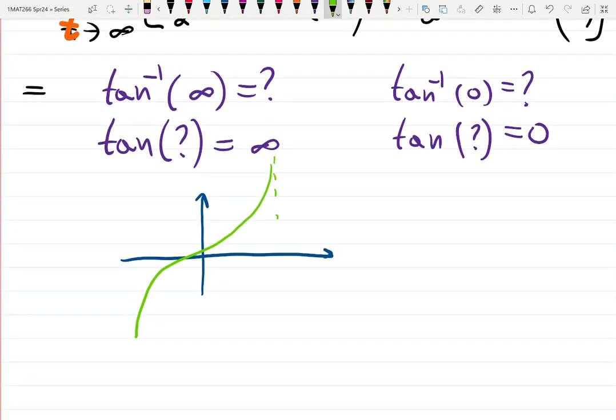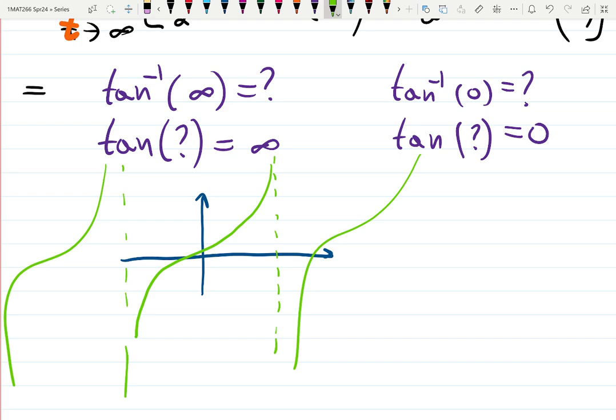And it's restricted between minus pi over 2 and pi over 2. And let's keep repeating forever, like so. But for the inverse to exist, we only need one. For the inverse functions, we're restricting the domain. So it's from minus pi over 2 to pi over 2.